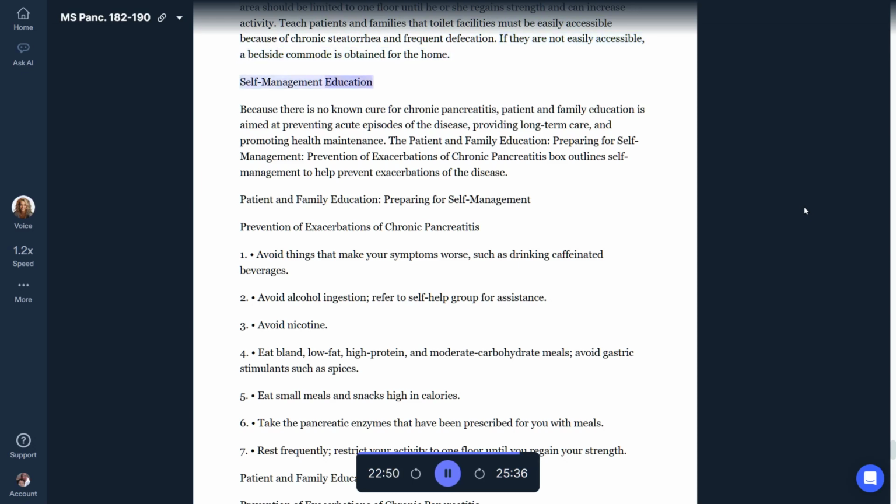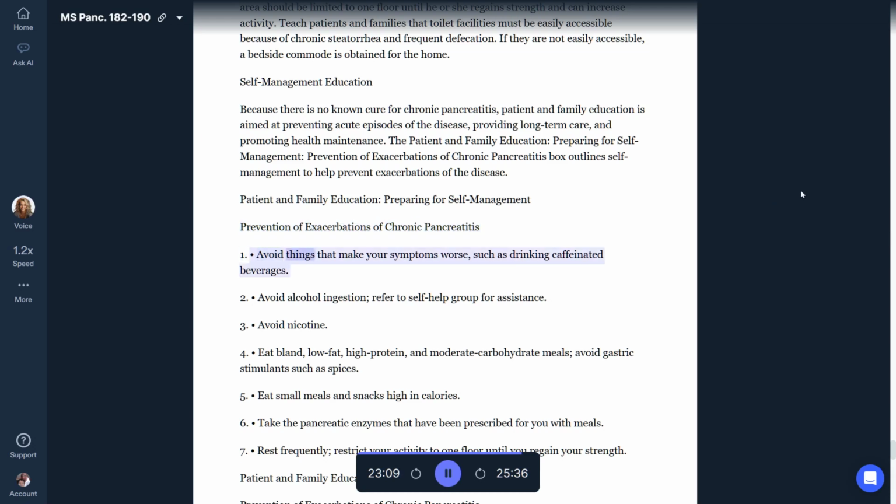Self-management education. Because there is no known cure for chronic pancreatitis, patient and family education is aimed at preventing acute episodes of the disease, providing long-term care, and promoting health maintenance. The Patient and Family Education: Preparing for Self-Management, Prevention of Exacerbations of Chronic Pancreatitis box outlines self-management to help prevent exacerbations of the disease.